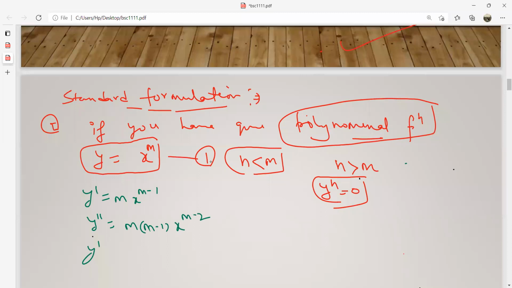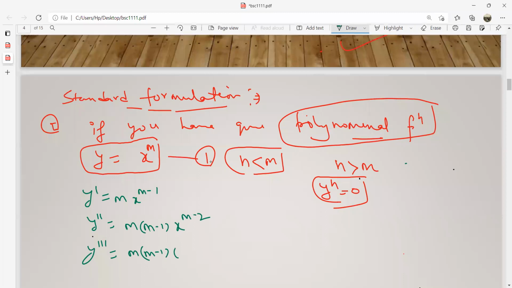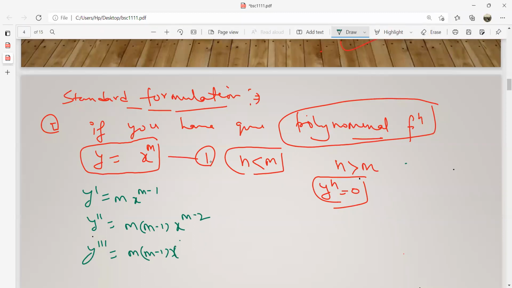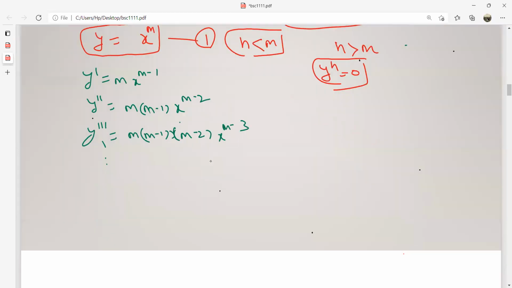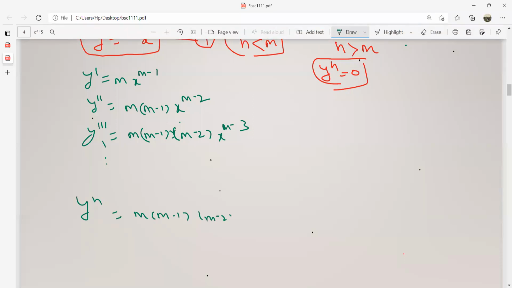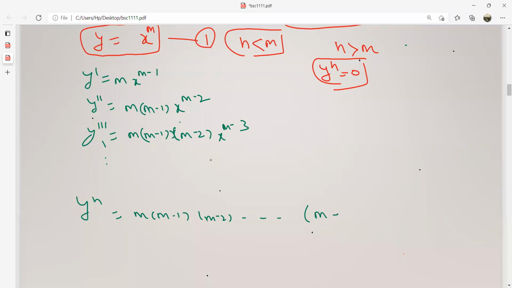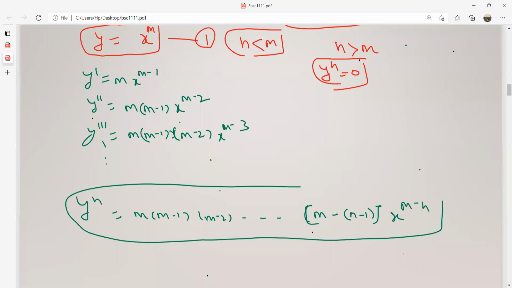Again we have to differentiate this function, we have to find m minus 1 and x to the power m minus 2 and x to the power m minus 3. In the similar process, if we differentiate this function y n times, what is the value of this? m into m minus 1, m minus 2, and so on, up to m minus (n minus 1), and x to the power m minus n. So this is your nth derivative of the given polynomial function.